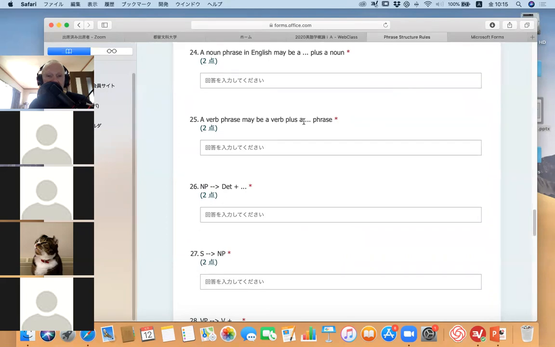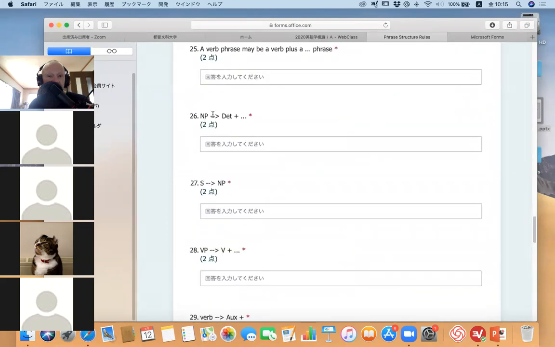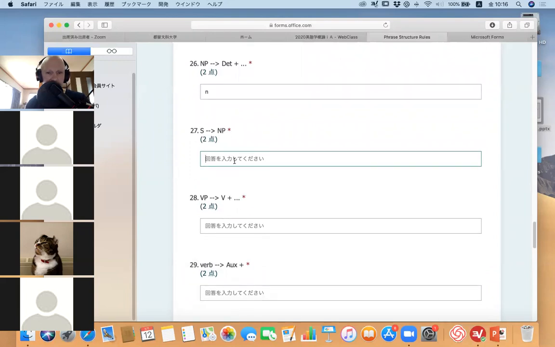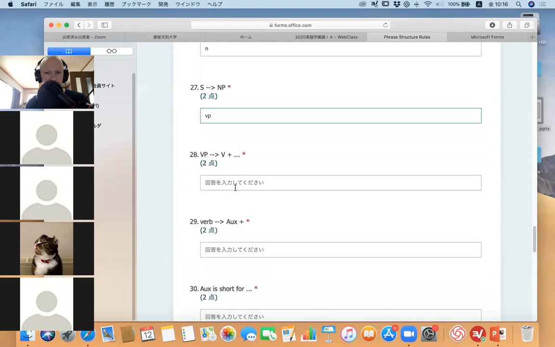Verb plus a noun phrase. And then you've got these, right? Be careful with this. NP is det plus N, doesn't make any difference, right? The S is noun phrase plus VP. I made a mistake, I'll change this actually. It should be a plus here, right? It should be VP. Okay, so I made a mistake, sorry. So VP is V plus noun phrase, that kind of thing.